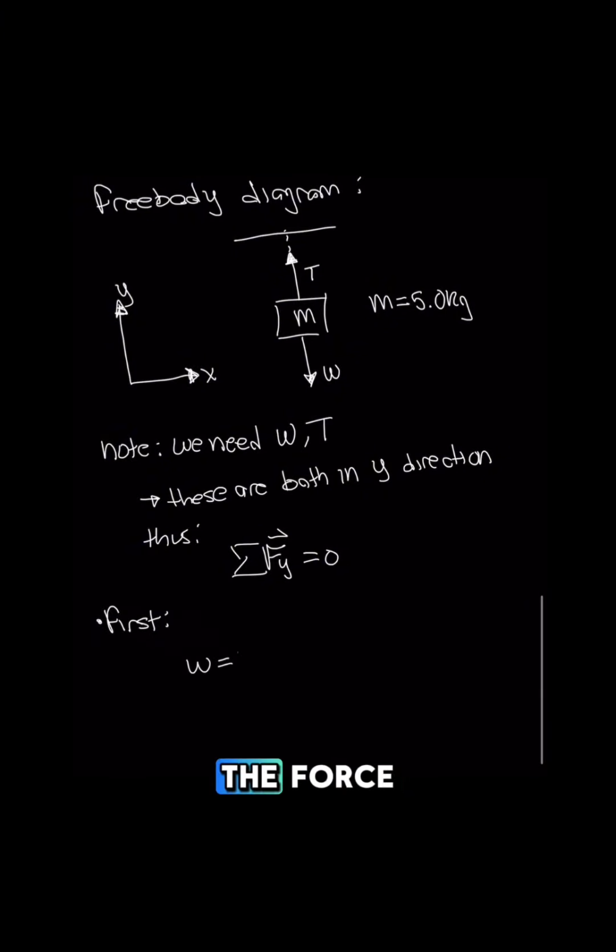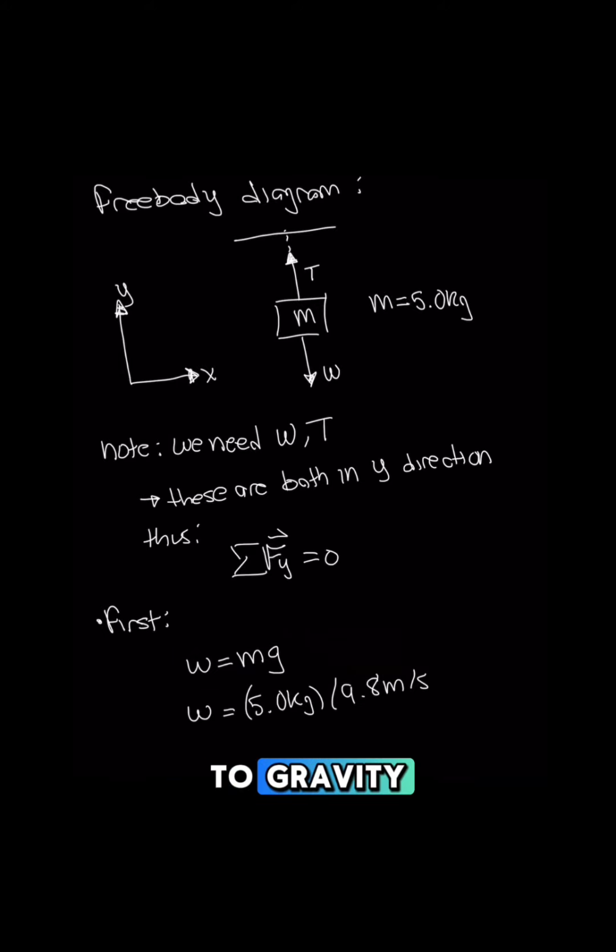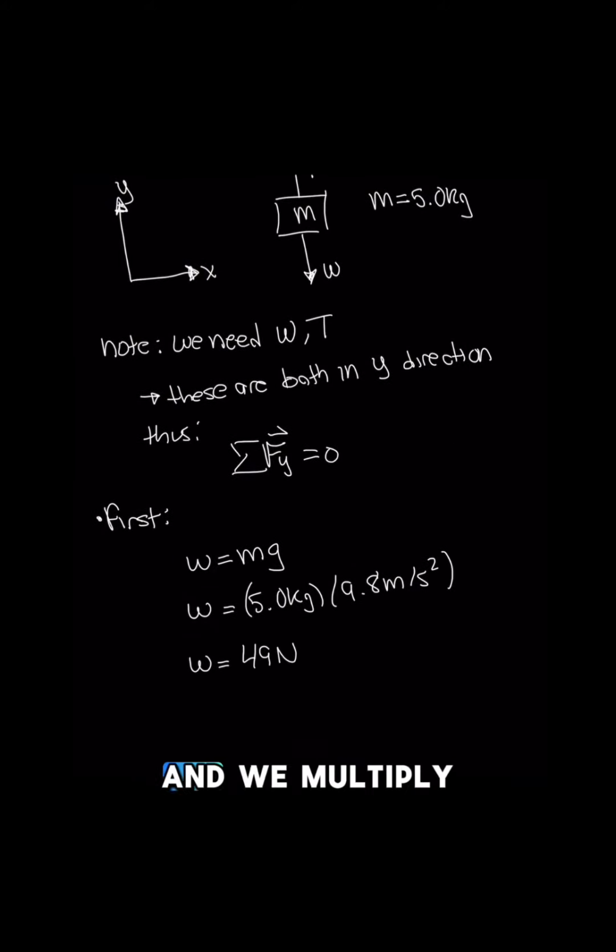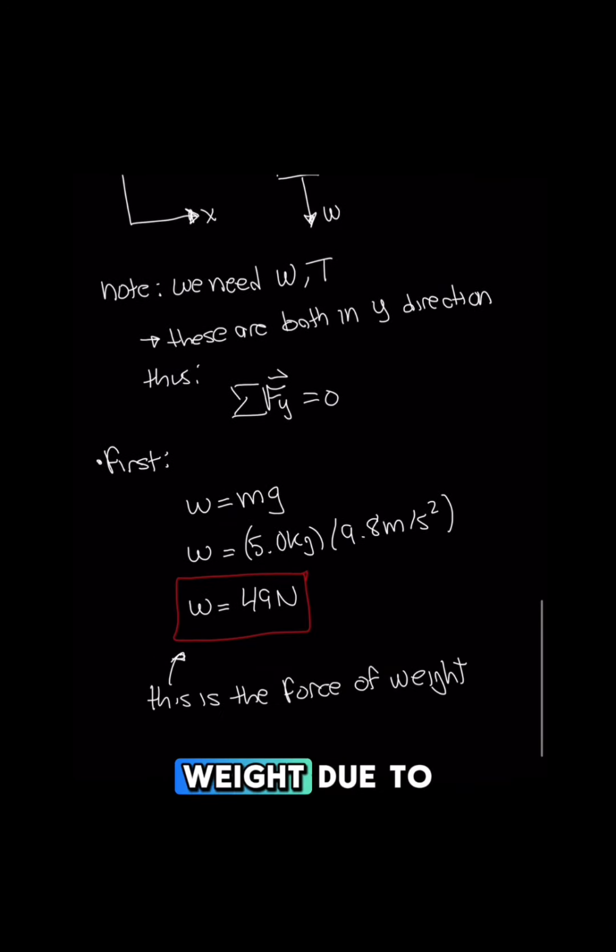First, we can find the force of the weight, which is just equal to mass times gravity. So if we plug in our mass equal to 5 kilograms and the acceleration due to gravity equal to 9.8 meters per second squared, and we multiply them, we get 49 newtons for the final answer. So this is going to be the force of the weight due to gravity.